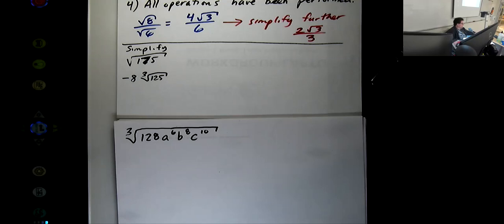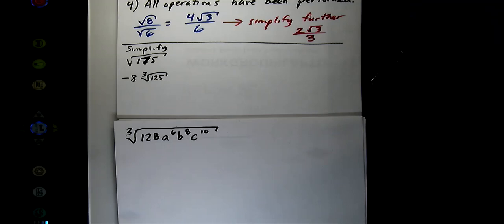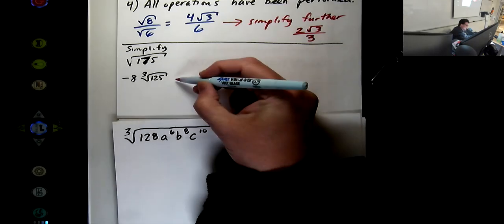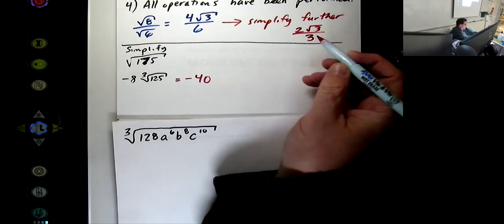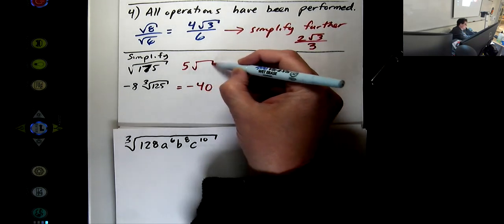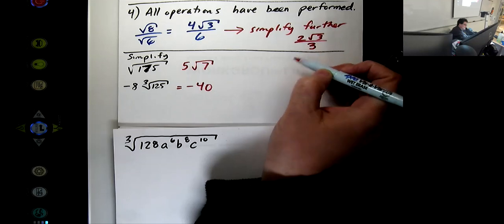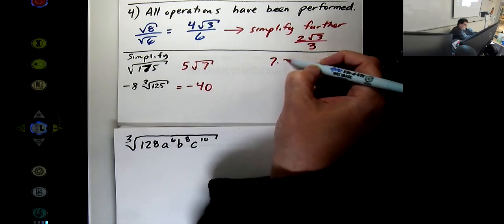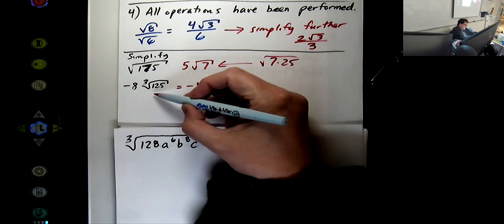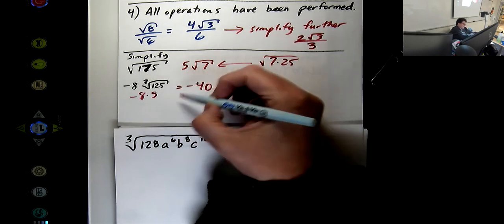All right, everyone done? What'd you guys get for square root of 175? What's the answer there? I got negative 40. That's the next one. The next one you should have gotten negative 40. What about the one before it? 5 times the square root of 7. Anyone else get that? That's what I got too, because 175 is 7 times 25. Cube root of 125 is just 5, so this one was pretty straightforward.